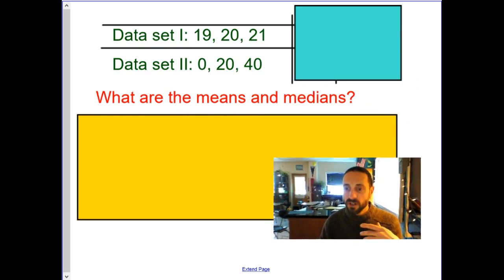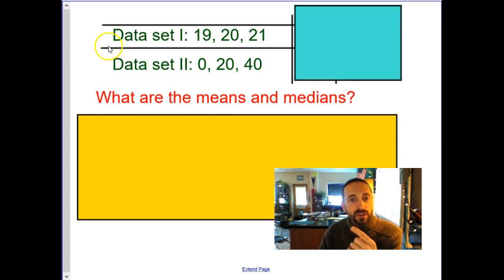Let me move my picture down here now. So let's imagine I have two data sets. I've got one data set that has 19, 20, and 21. Let's say this is inches of snow in a storm, and these are samples. And I have another data set which has 0, 20, and 40 inches of snow in a storm. Let's compare these two data sets.